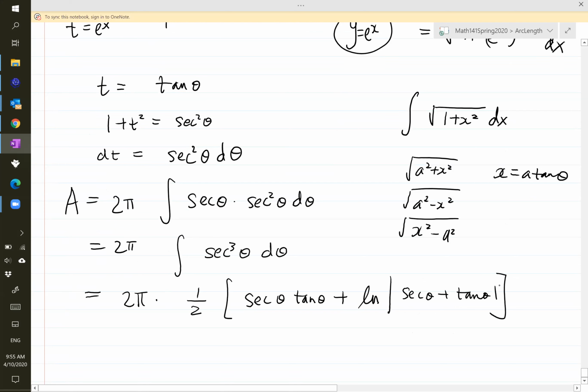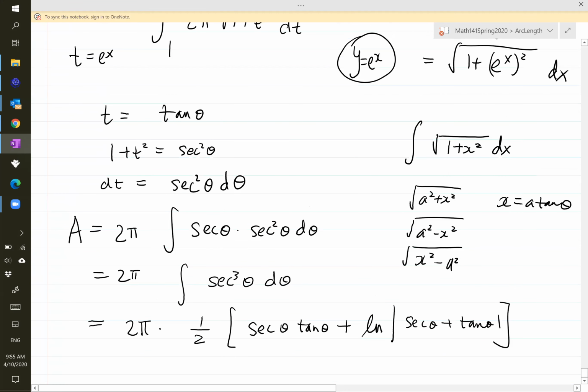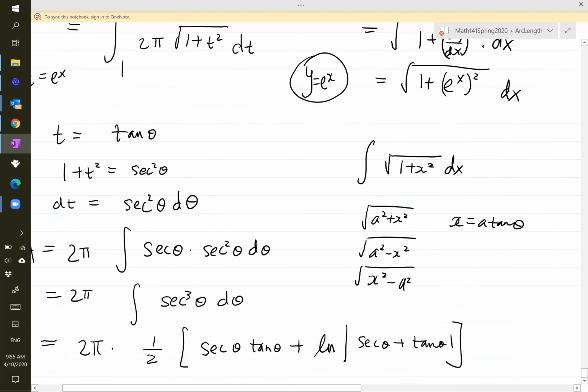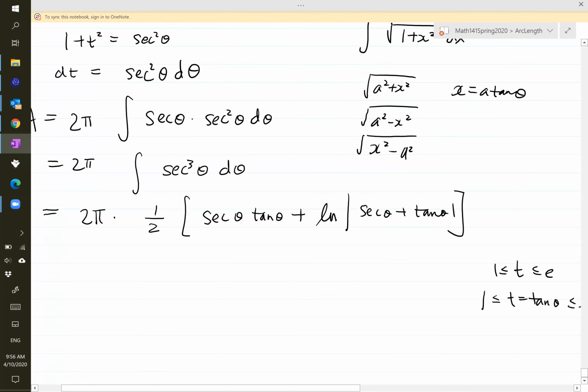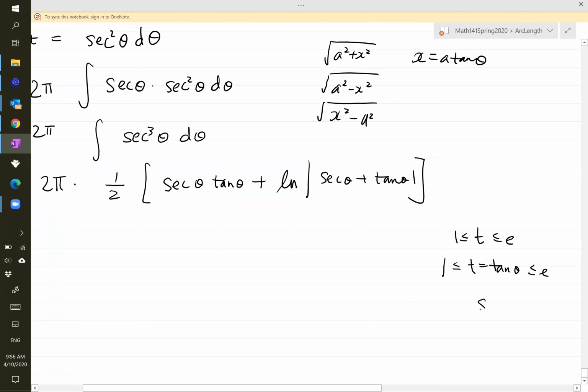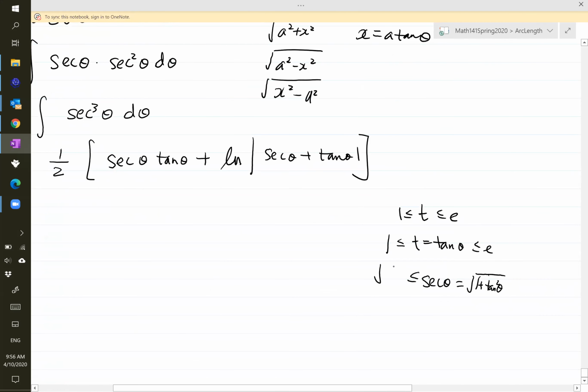Now what are the upper limit and lower limit? t is from 1 to e. Since t is tangent theta, tangent theta is from 1 to e. So how about secant theta? Secant theta is the square root of 1 plus tangent squared, 1 plus t squared, so this is from square root of 2 to square root of 1 plus e squared.